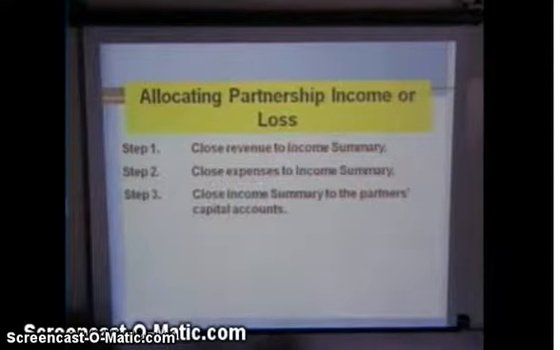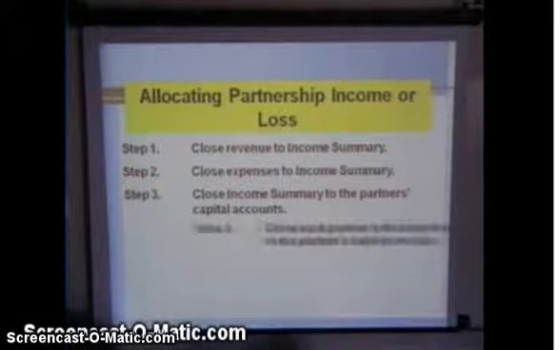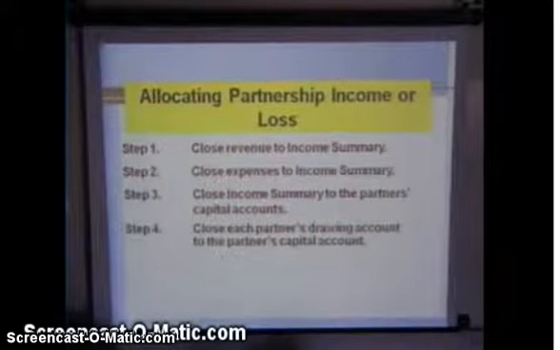Close the income summary to the partners' capital accounts. So this is where we decide how much goes into each of the partners' accounts. You still close out the income summary, but then you have to say if we're dividing it up 60-40 or 50-50. That's how we determine how much goes into their capital. It's just the same procedure. Then we close each partner's drawing account the same way into their capital account. So everything's closed.